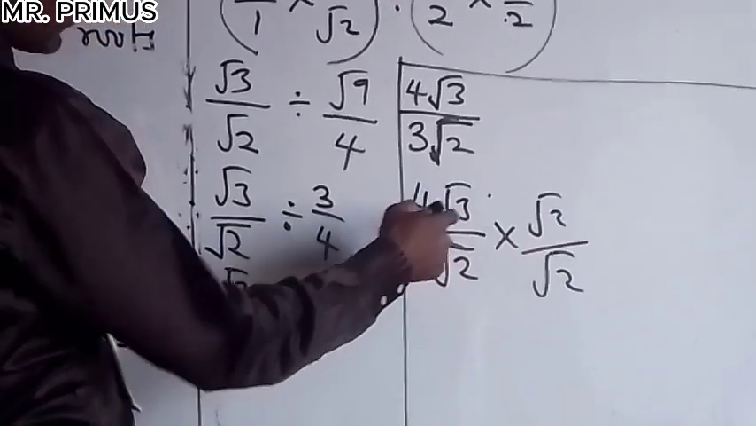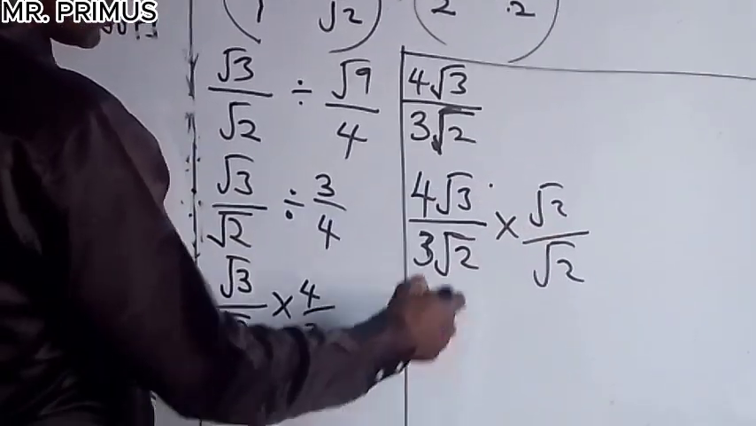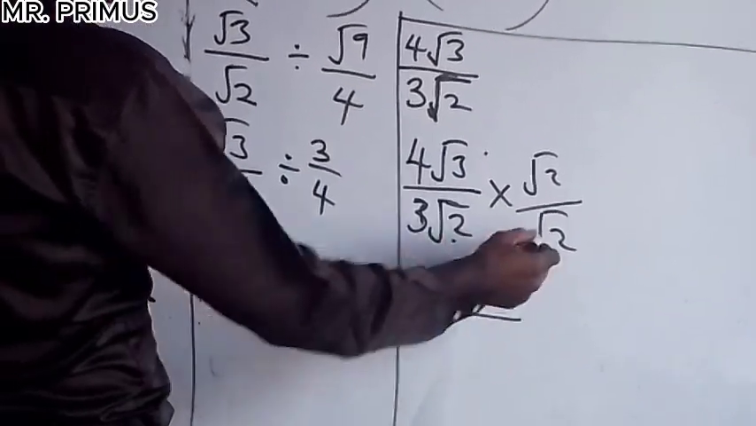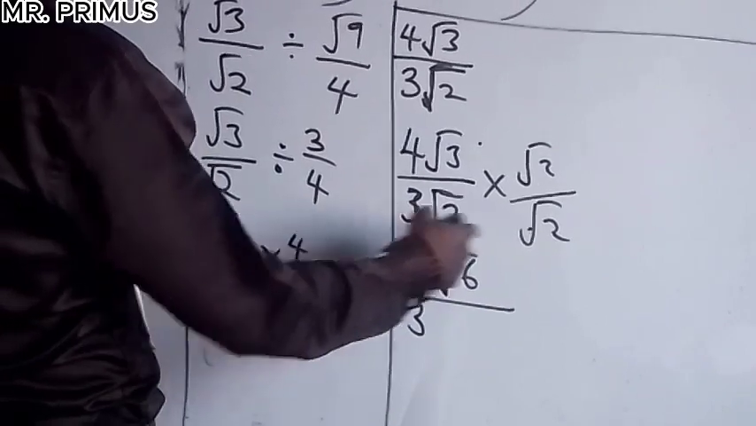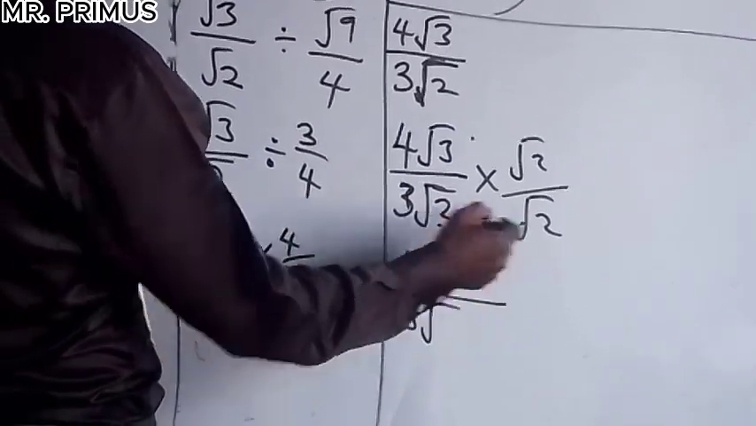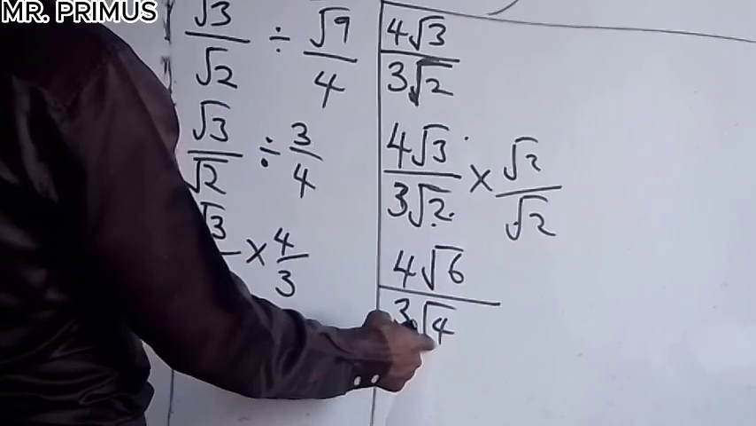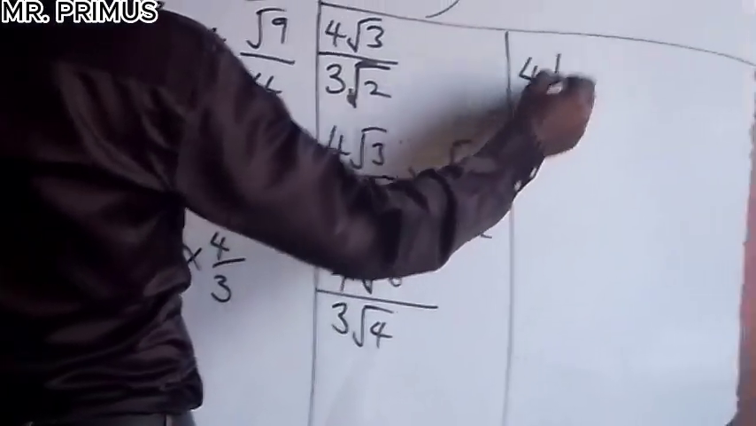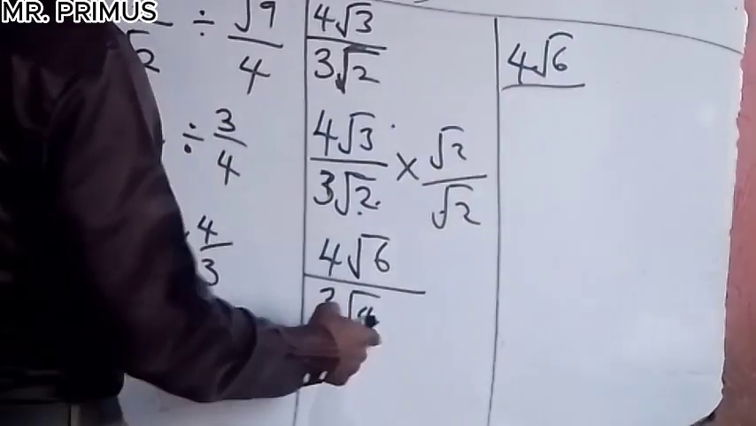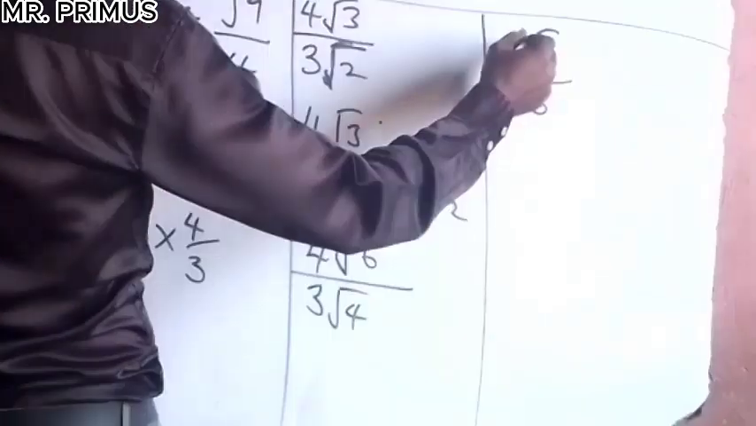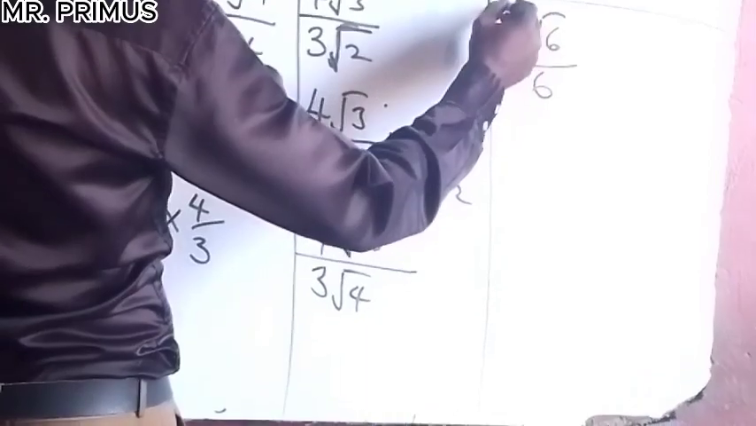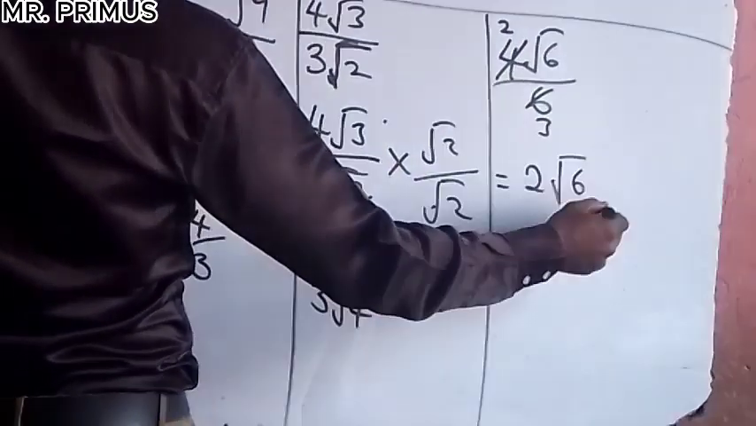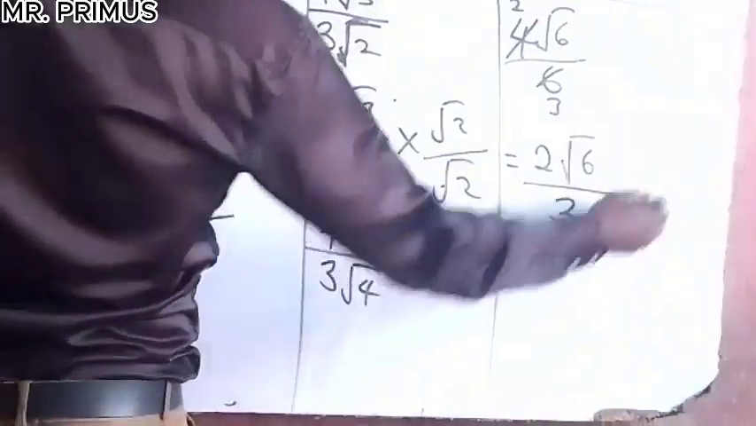So now 4 root 3 times root 2 is 4 root 6. 3 root 2 times root 2: 2 times 2 is 4, square root of 4 is 2, so 3 times 2 is 6. So we have 4 root 6 over 6. 2 here, 2 here, 3. Final answer: 2 root 6 over 3.